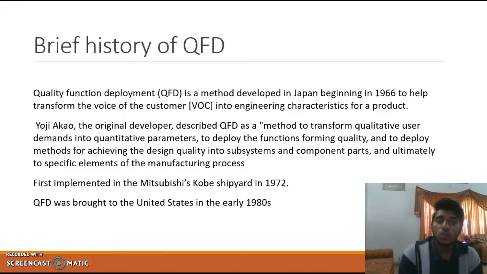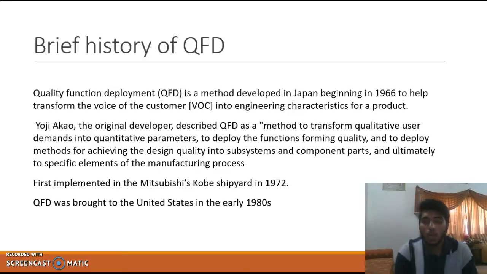This QFD was first deployed by several other companies like Toyota, etc. This QFD was first brought to the United States in the early 1980s, but however, it is not as popular as it was in Japan.